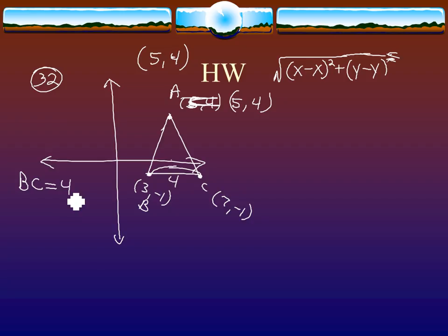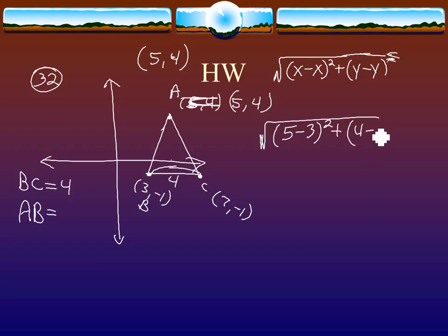Pick another side. AB. To find AB, we have to use what? Distance formula. What's the x coordinates for A and B? 5 minus 3, squared. What's the y coordinates for A and B? 4 minus -1, which ends up being 4 plus 1. And that ends up being plus there. That makes sense? What is 5 minus 3?